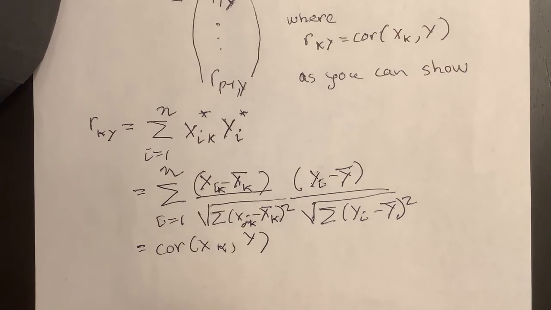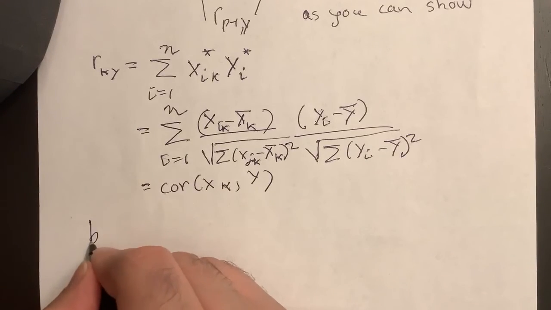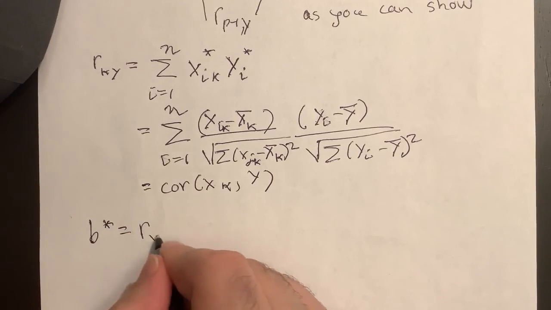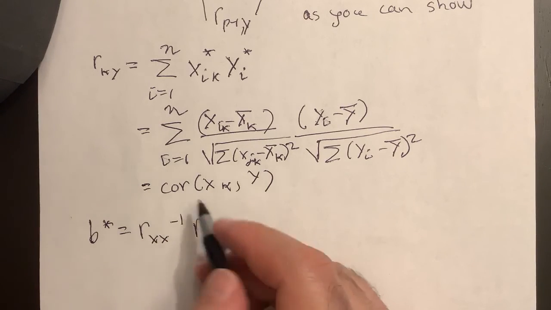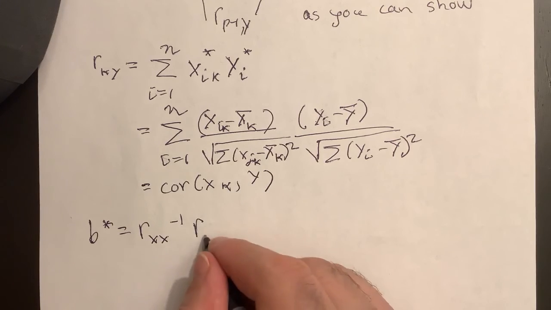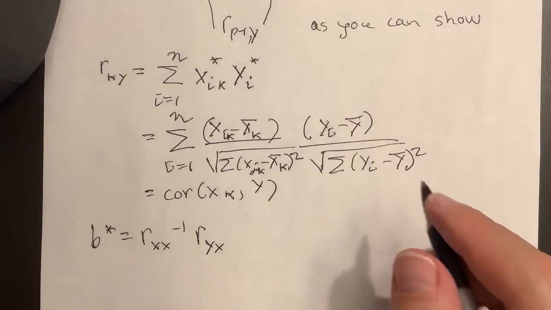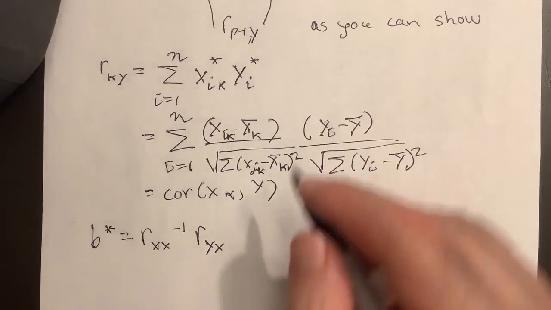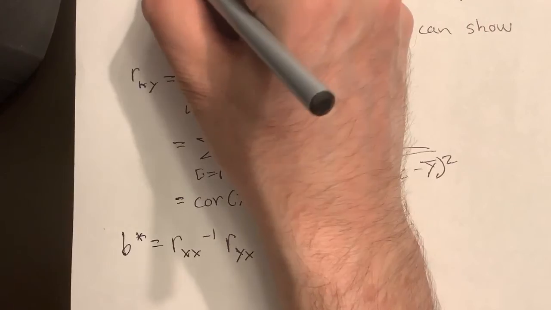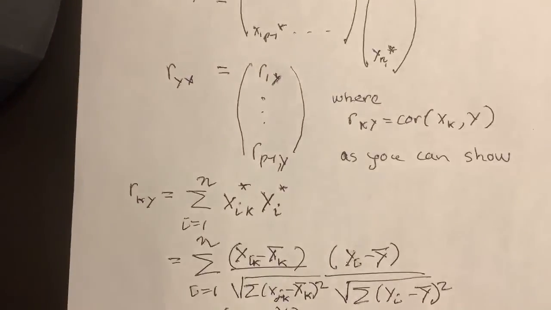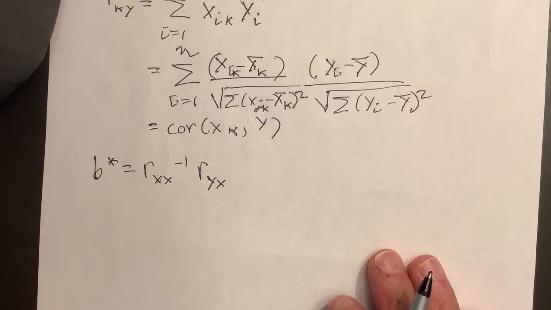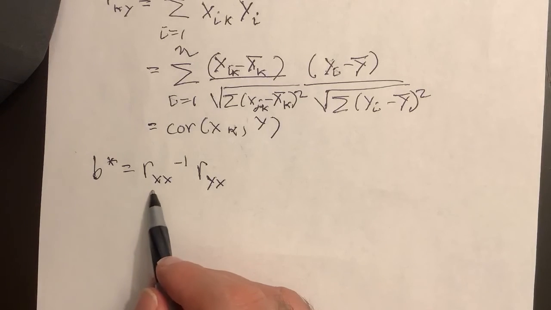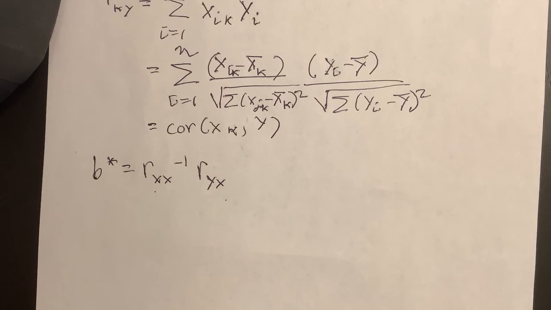All right, so we have a summary. We have B star is equal to R_XX inverse times R, and we'll call this vector R_YX. Okay, so this vector is called R_YX. Now this is equal to this. So it's the product of this inverse correlation matrix times this correlation vector of x with y.